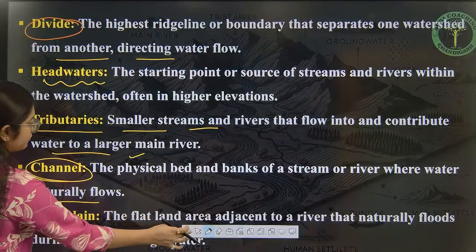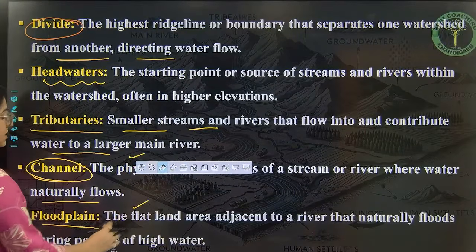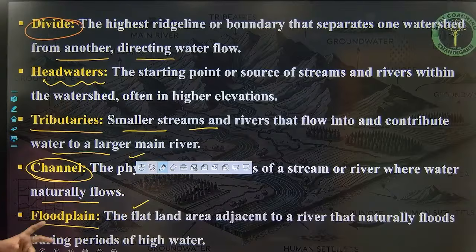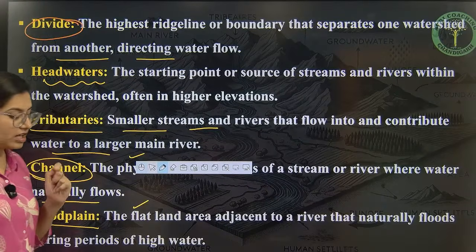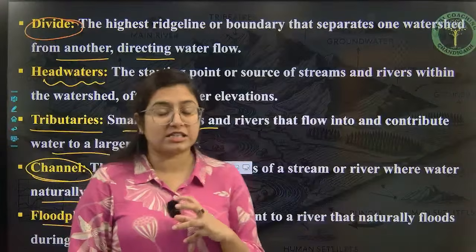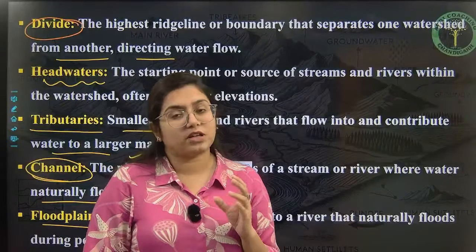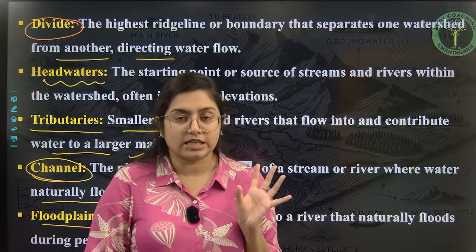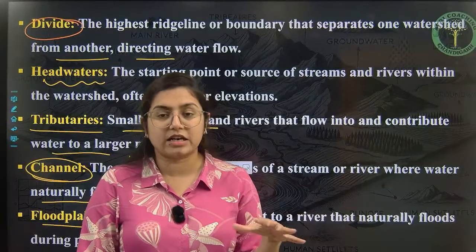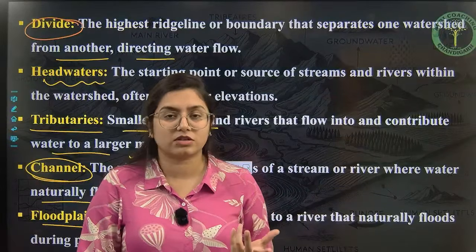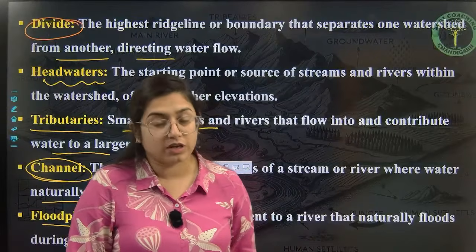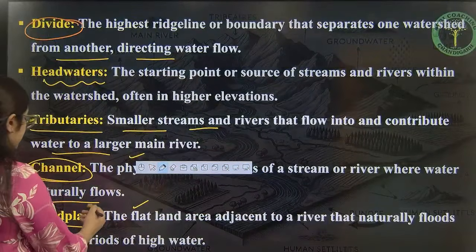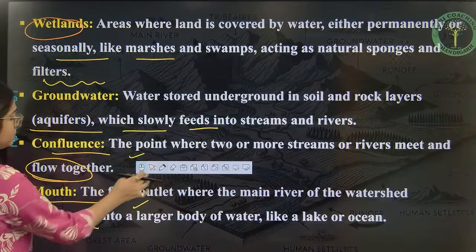Then next we have the floodplain. Floodplains are basically the flat land areas that are near or adjacent to a river and are naturally flooded during periods of excessive rainfall, or basically those periods where water availability is sufficiently high. In such cases, the low-lying areas adjacent to the rivers, close to the rivers, have high chances of flood, and particularly those areas are known as floodplain.